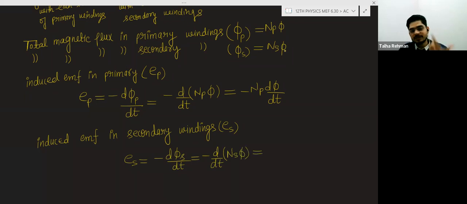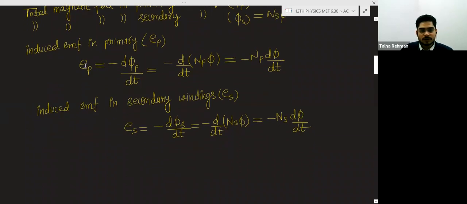So the number of turns you cannot change, na? Once you have done the winding, the number of turns is fixed. So we cannot change that. The number of turns will be constant, so we will take it out of the differentiation. It will become d phi by dt.